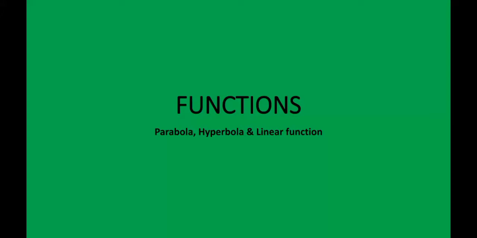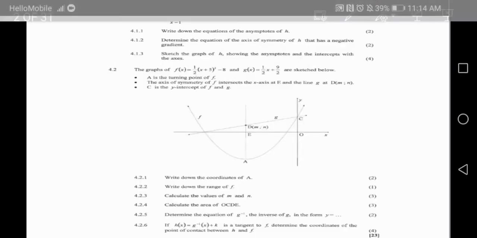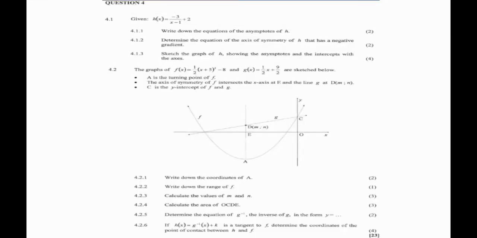Learners, in today's lesson, we're going to be looking at functions, the parabola function, the hyperbola function, and also the linear function. And let's see what we've got. We have question 4. It says, given h of x is equal to negative 3 over x minus 1 plus 2, we are required to write down the equation of the asymptote of h.